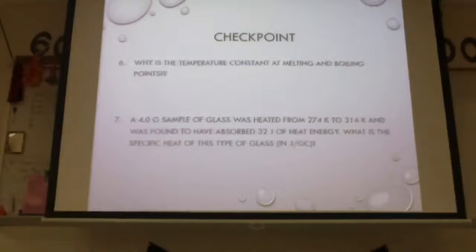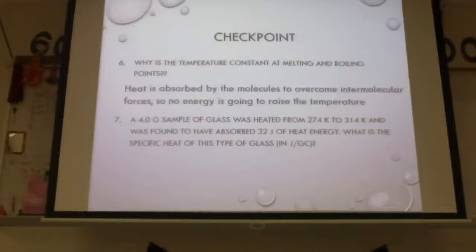Okay, moving on. Why is the temperature constant at the melting and boiling points? The heat absorbed is overcoming intermolecular forces, not raising kinetic energy. It is changing potential energy, not kinetic energy. And temperature is a measure of kinetic energy.